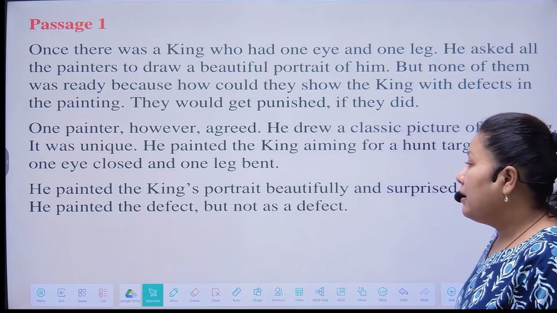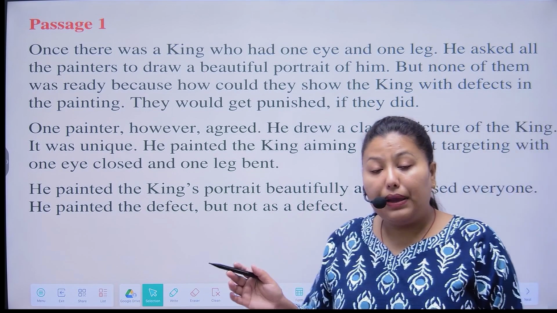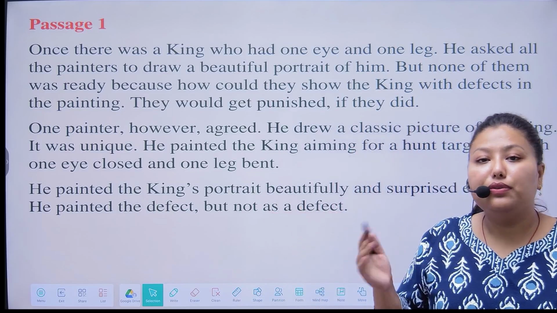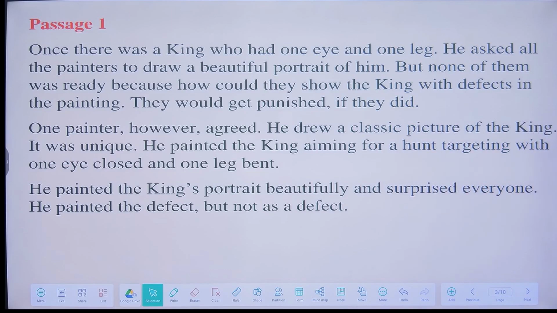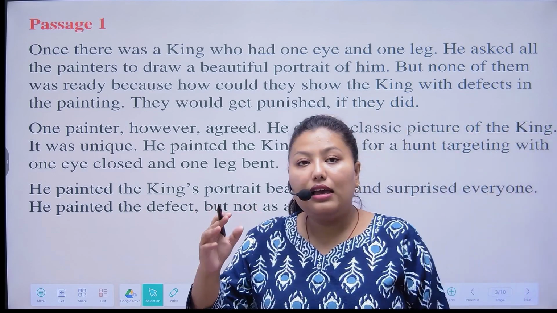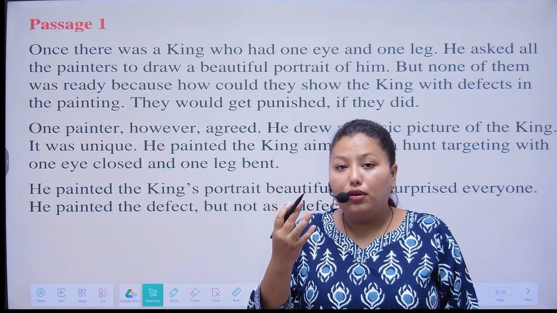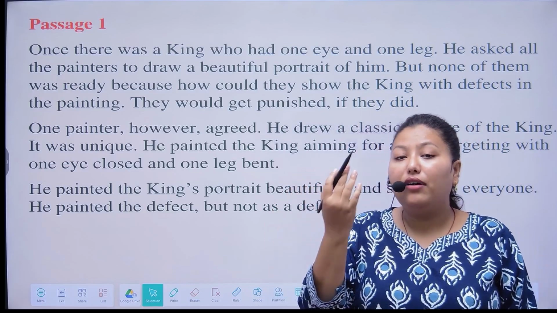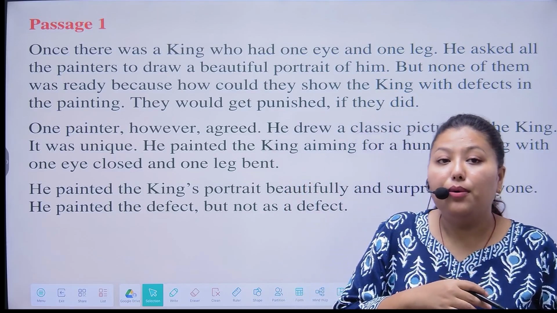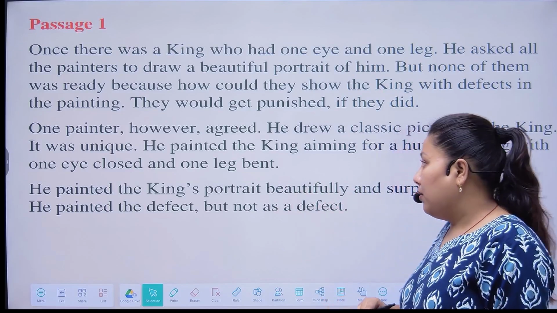Next line: he painted the king's portrait beautifully and surprised everyone. He painted the defect, but not as a defect. Defect means a fault or flaw. Like the king has only one eye and one leg, so it is a flaw for him, because he doesn't have another eye and another leg. So the painter painted the defect, but not as a defect. So the passage is done.